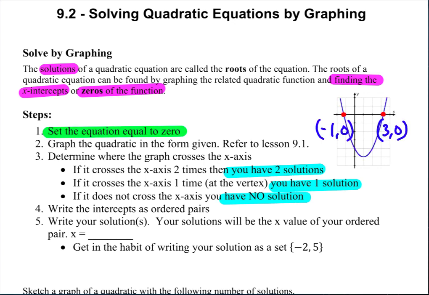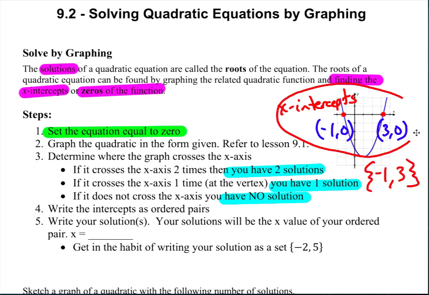So those would be my x-intercepts. My solution is going to be that -1 and that 3. So when a problem asks for the x-intercepts, we want the coordinates for those points. When it asks for the solution, we just want to know those x values. What x values could I plug in here that would give me 0 for y? Where is it going to hit that x-axis?